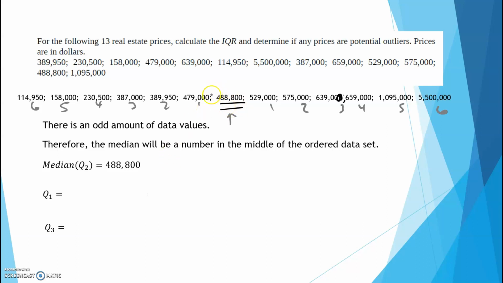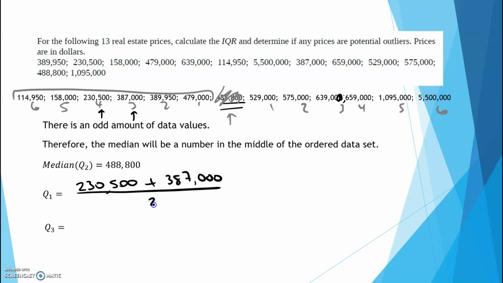Now, I'm going to look at this little set right here. We ignore the median if we're going to find Q1 and Q3 when we've got an odd number in our data set. And I'm going to find the two numbers that are in the middle of that little section. So this is going to be these two right here. I'll take 235 plus 387, and I'm going to divide that number by 2. And what we get is 308,750.